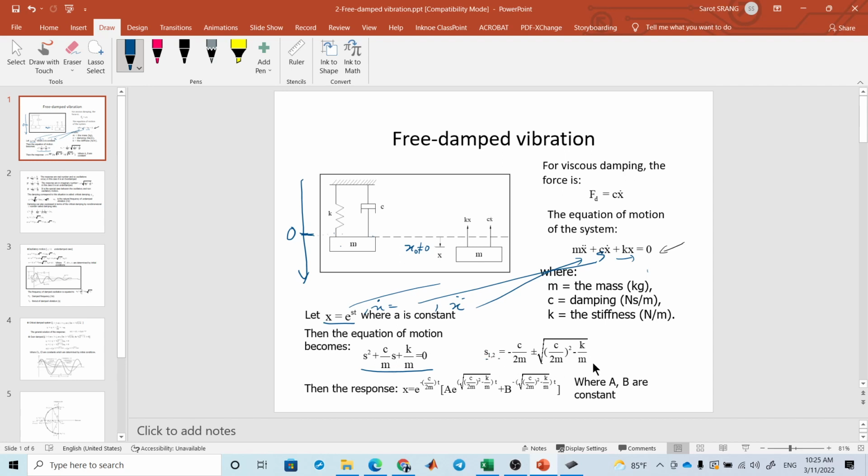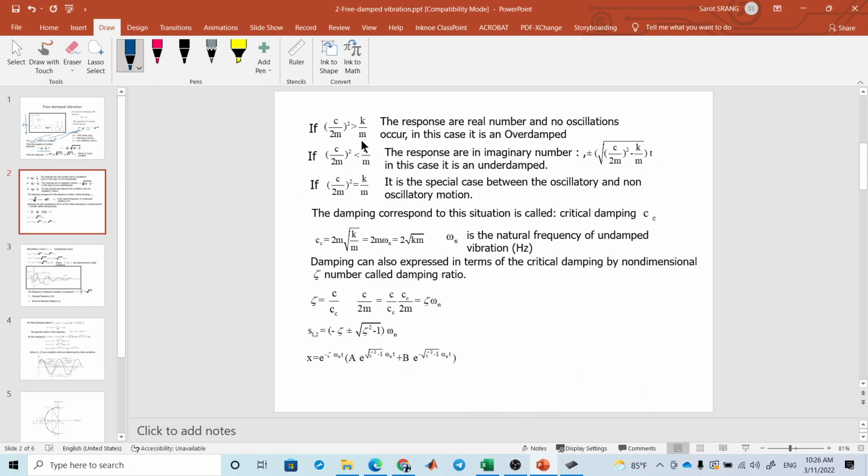This is the square root of delta. Here it's still the general form, not yet explaining the sign of delta. So next, if delta is positive, which means you have this term greater than this term, it is called overdamped.